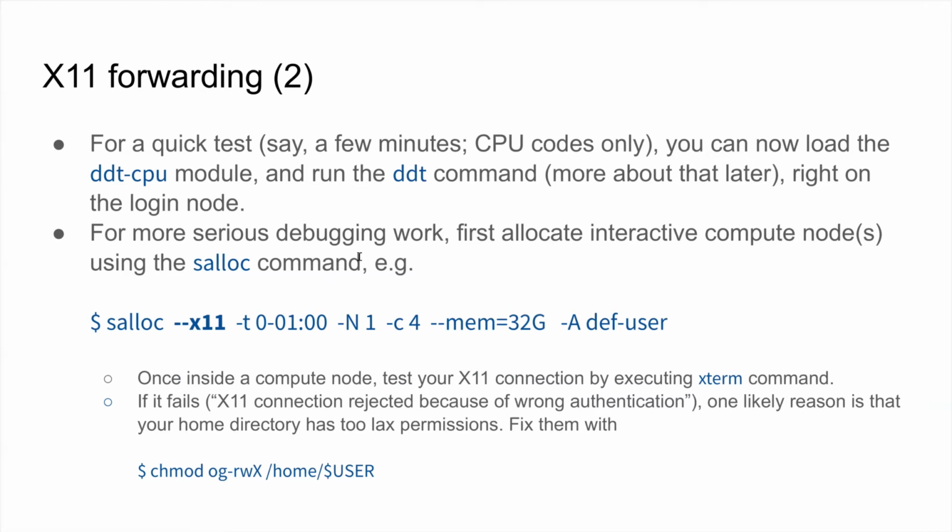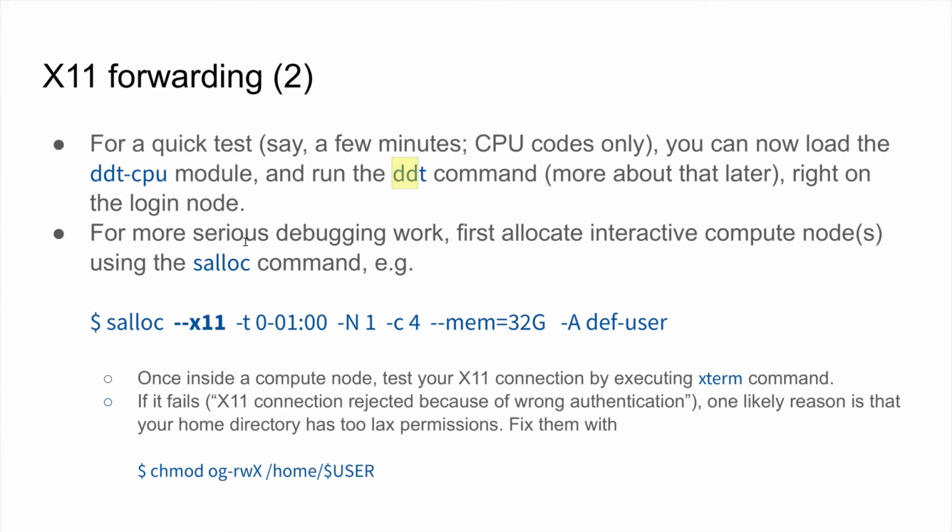Okay, and if you just want to do a quick test of our debugger, it is perfectly fine, but only for CPU codes, only to run a quick test of DDT on the login node itself. So all you need to do is module load ddt-cpu, and then you run the ddt command, space, path to your binary. I'll show a bit later how exactly it works, right on the login node. So for a quick test, a few minutes just to see if it works, or maybe you have a very simple debugging issue, it's allowed to do it on the login node.